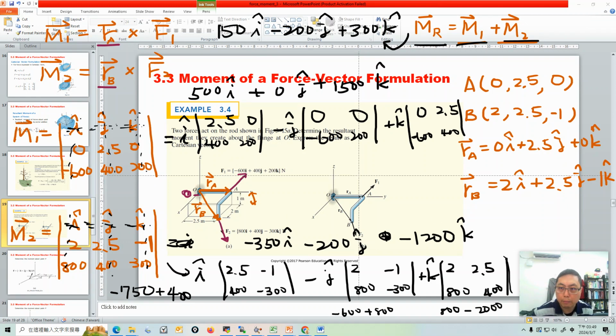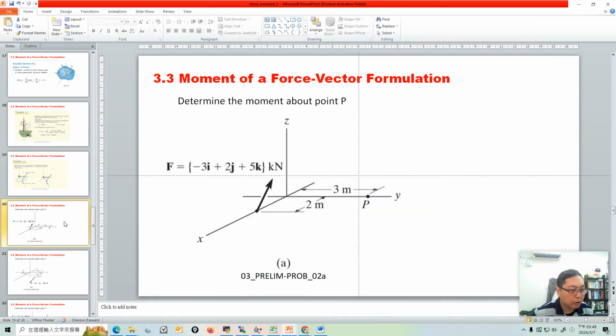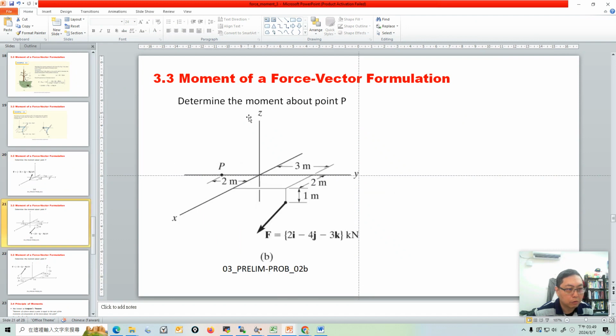And in the PowerPoint, I have some other material, so I have to switch this off. If you want to look at this detail, please rewind. I have to temporarily close this. In the PowerPoint, I also give you three other very simple examples of how to determine a moment about point P in 3D space.